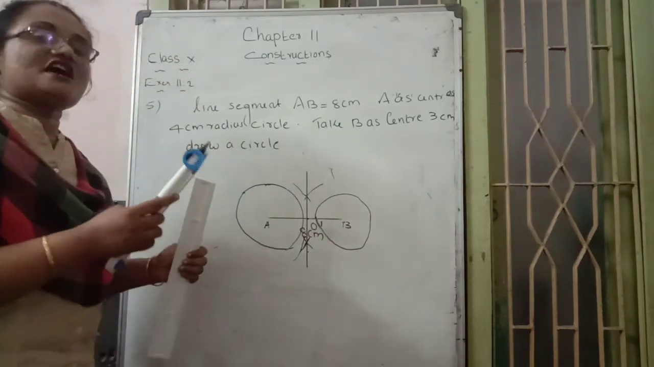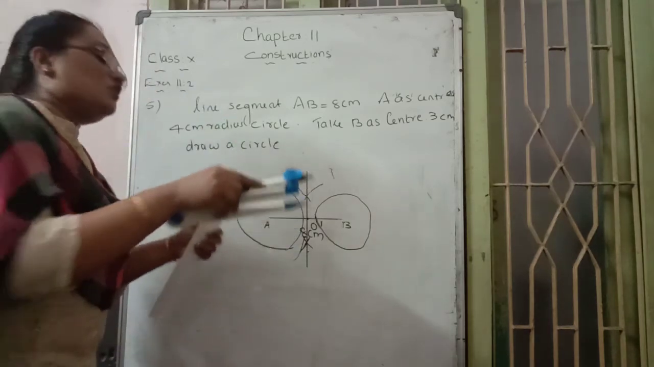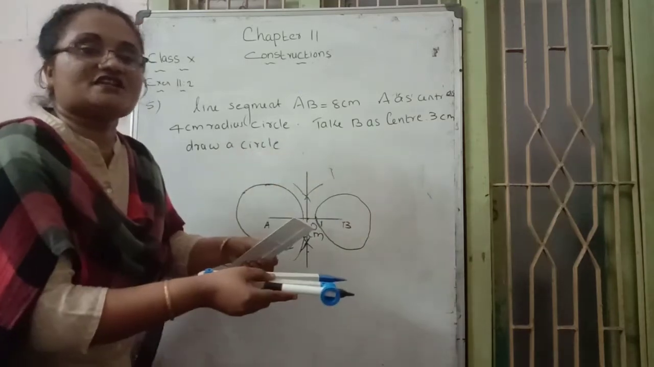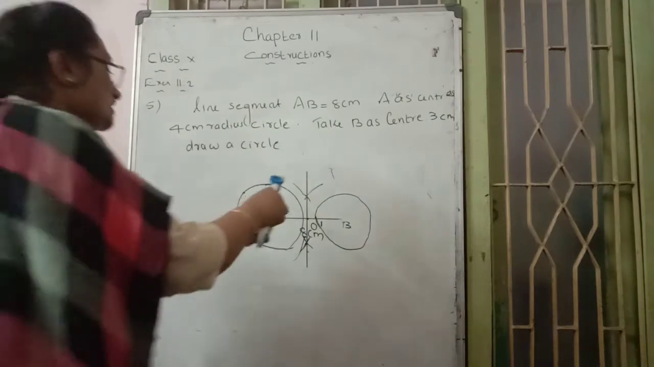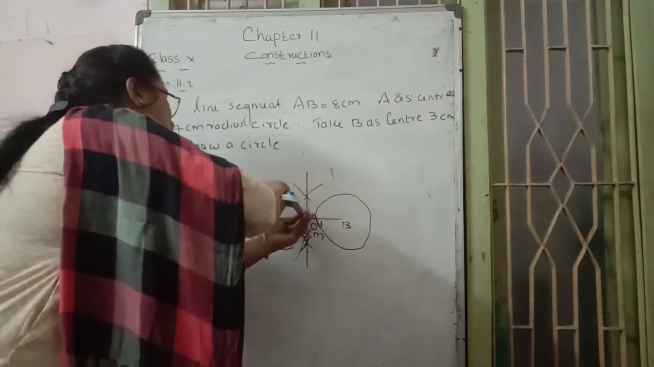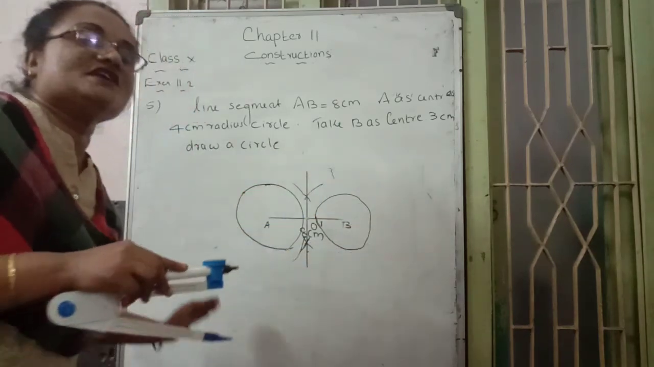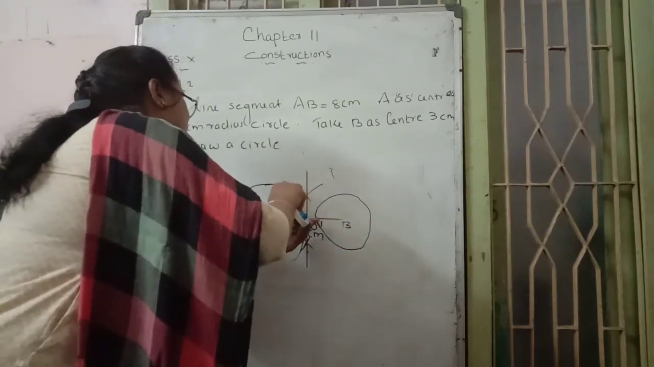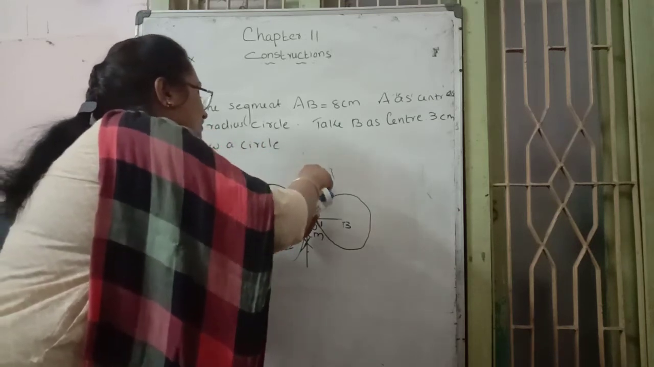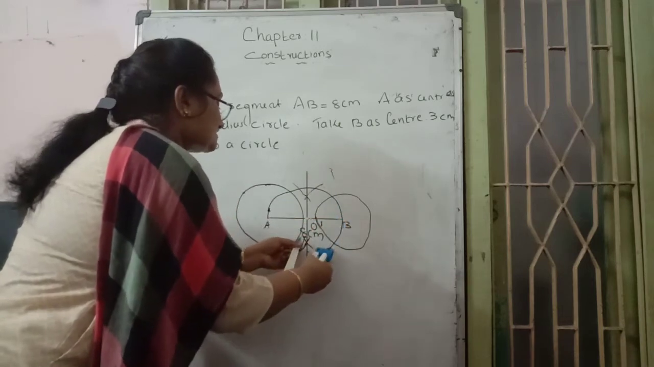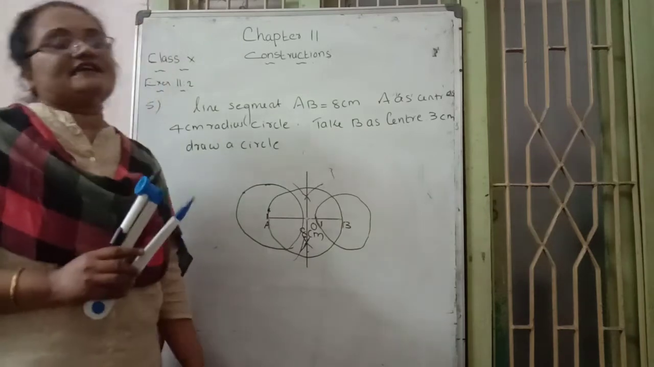Then next procedure: how to draw the third circle? Take O dash as center, and take O dash A or O dash B as the radius. Draw the third circle. Either way, that circle passes through our A and B points. In this way the third circle is obtained.